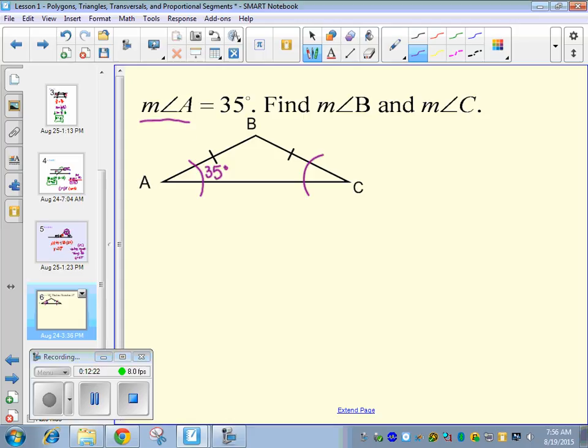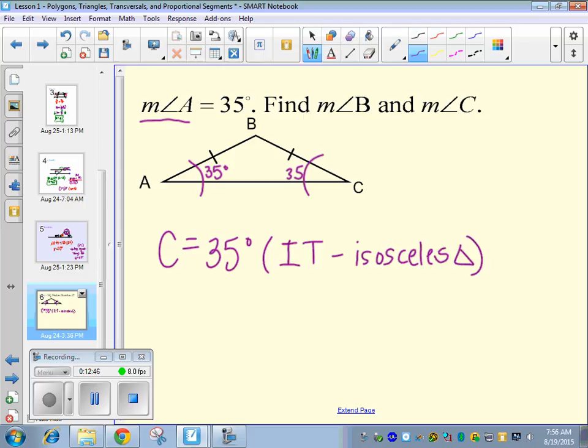Find B and C, okay? Easily we can find C. What is C? Right, it's 35. We just said the base angles are equal, but we need a reason for that, okay? So this is new for you. So C is 35 degrees. We are going to use IT, and you might want to write that in your notes just for now, but you can just use IT in the future, isosceles triangle. If you can't remember the shortcuts, you can write isosceles triangle, okay? It's totally fine.